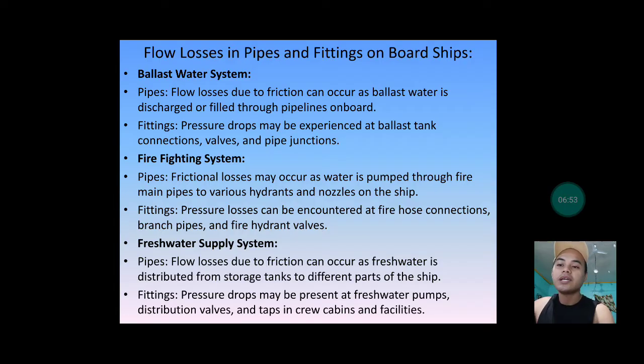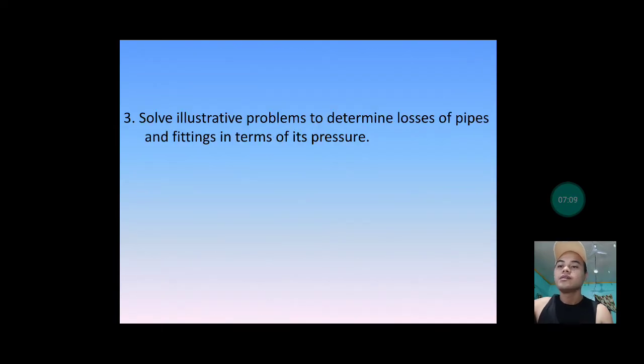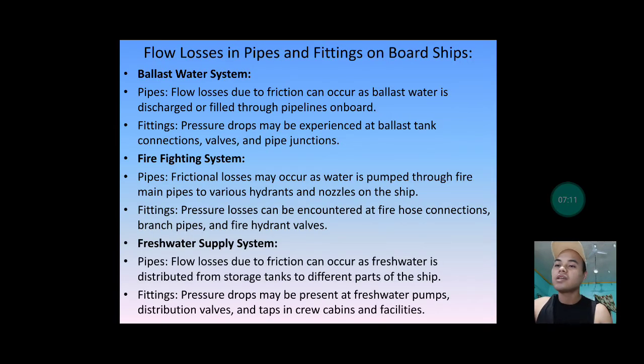Pressure loss can be encountered at fire hose connections, branch pipes, and fire hydrant valves. For the freshwater supply system, there will be flow losses in pipes due to friction. For fittings, pressure drops may be present in freshwater pumps, valves, and taps in crew cabins and facilities. So almost every fluid on board a ship has flow losses in pipes and fittings.